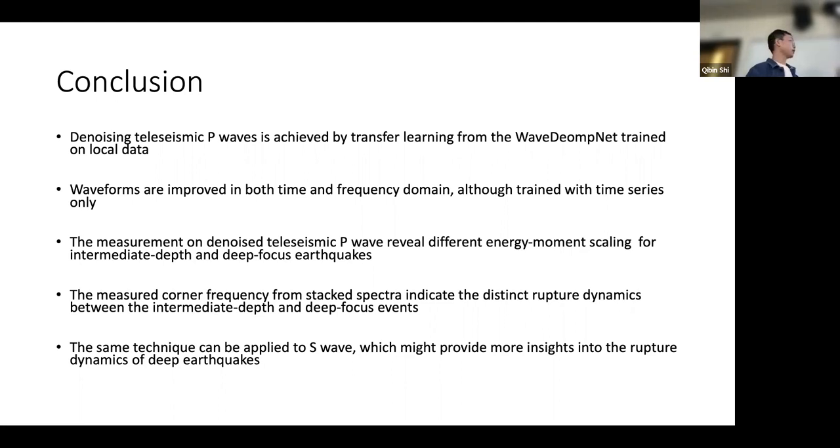And this same technique can be applied to other seismograms in the future. For example, our next target is S-wave, and after that, we will do surface waves.